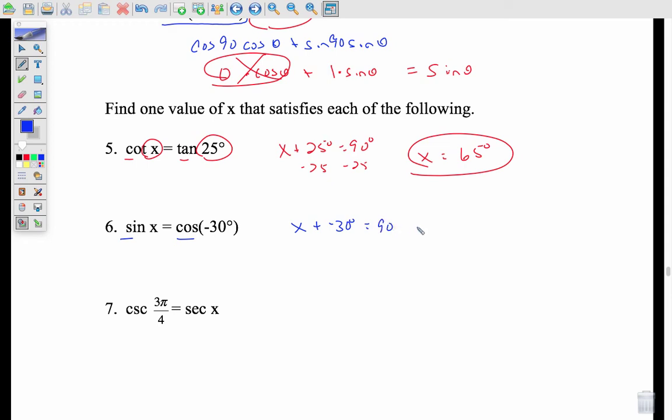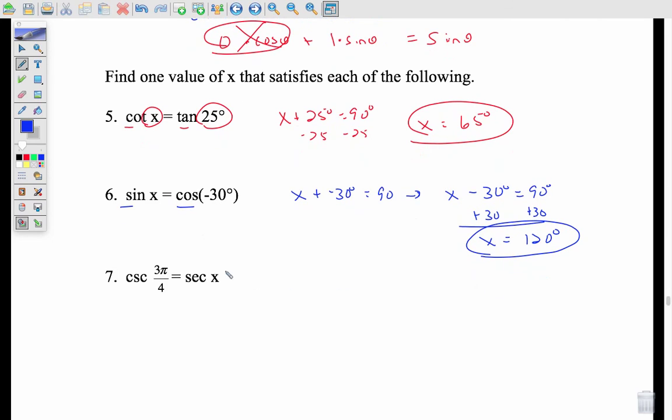We'll start over again. Sine and cosine are also cofunctions, so x plus a negative 30 will equal 90. I'm going to go an additional step on this one. I'll change the plus a minus to be x minus 30 equals 90. So I can simply add 30 to both sides. So in this case, x is equal to 120 degrees.